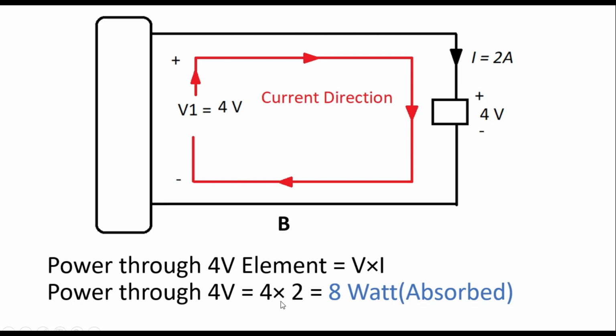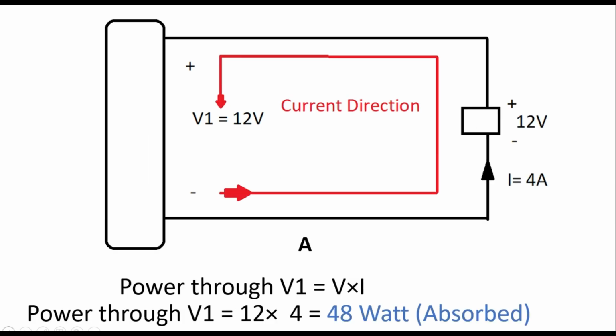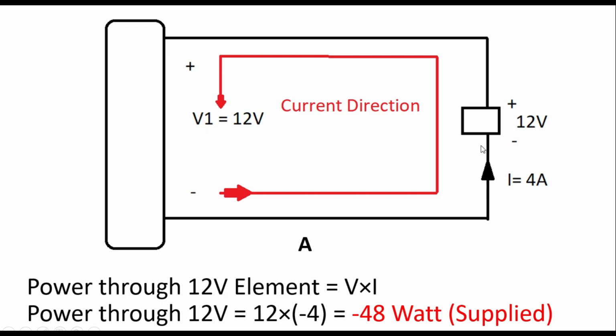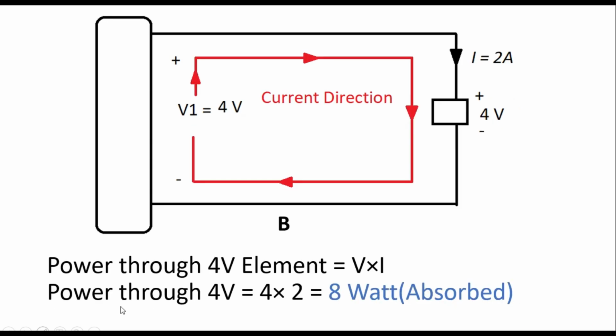So here I have calculated the power, 4 into 2 equal to 8 watt, and as I have mentioned earlier, if the power is greater than 0, it would be considered as being absorbed. So this element right now is absorbing power. And if you focus on the previous slide, when our current was entering from negative side, then at that point it was considered to be supplied power. And if the current is entering on positive side, then it will be considered as absorbing power.